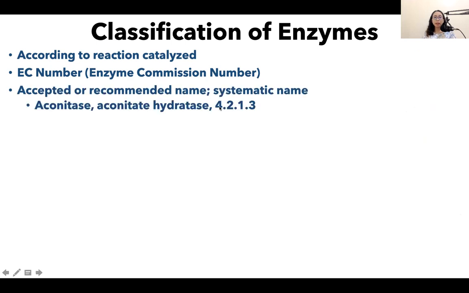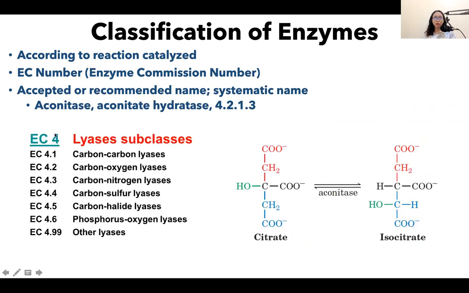Now you have a subclassification followed by a sub-subclassification and a sub-sub-subclassification. So in the case of lyases, the fourth class of enzymes, 4.1 would refer to lyases that act on carbon-carbon bonds. 4.2 act on carbon-oxygen bonds. 4.3 act on carbon-nitrogen bonds, and so on. So aconitase, we see here, acts on carbon-oxygen bonds.